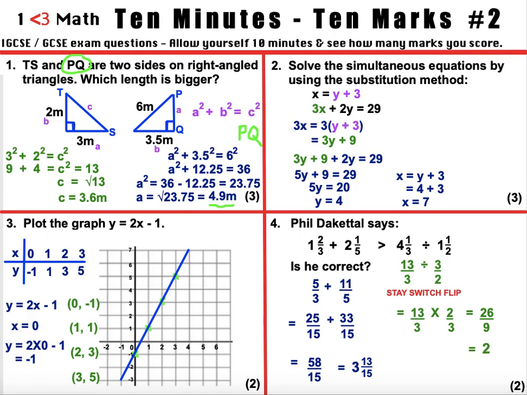9 goes into 26 2 whole times, 18. Remainder 8, so it's 2 and 8 over 9. Now we can see that Phil de Kettel is correct, because 3 13/15 is greater than 2 8/9. So therefore, Phil de Kettel is correct, and that would be the correct answer for number 4.